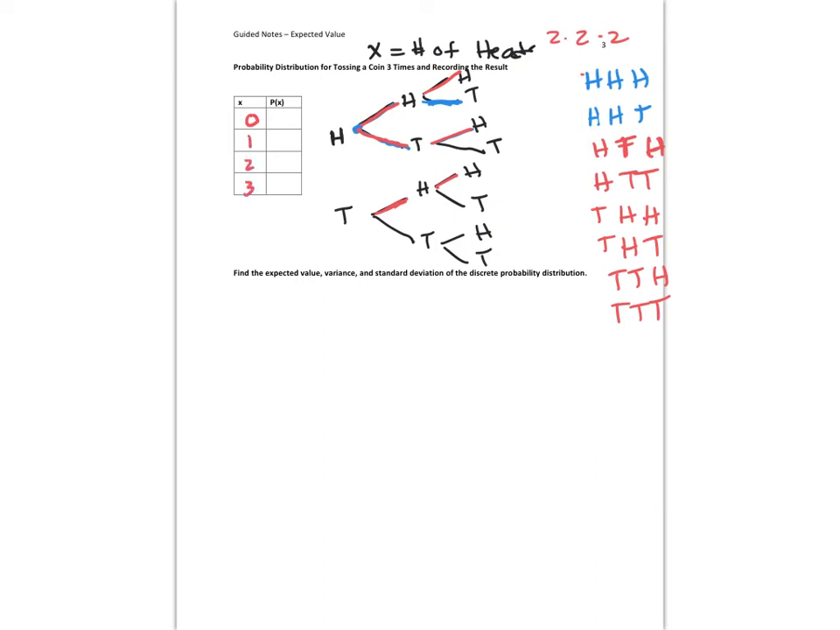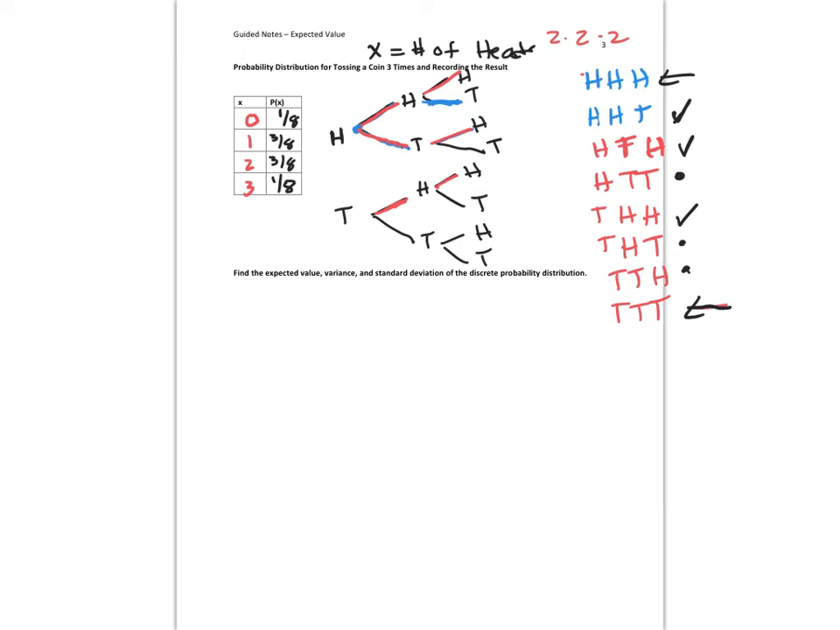Now, what's the probability of 0 heads? 0 heads is when you have all tails, and that probability is 1/8. How about 1 head? 1 head is here and here and here. So that looks like 3/8. And what about 2 heads? Here's 2 heads, here's 2 heads, here's 2 heads. So that looks like 3/8. And 3 heads is this one, and that's 1/8. If you add those up, you get 1, so I know I've done well.